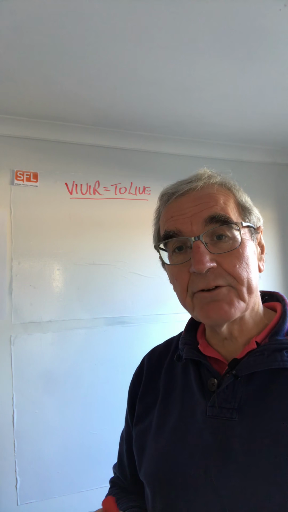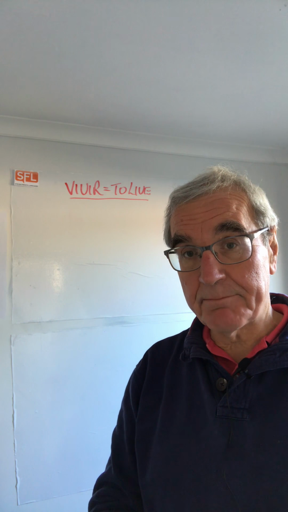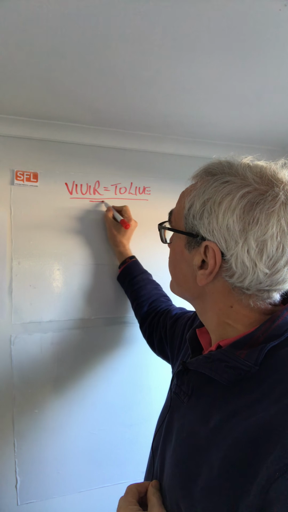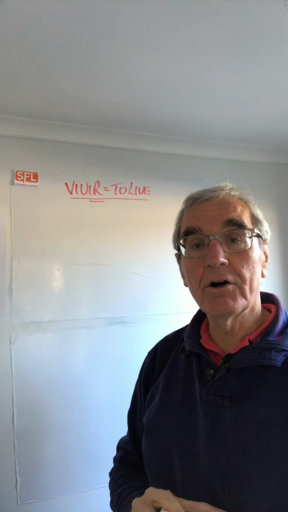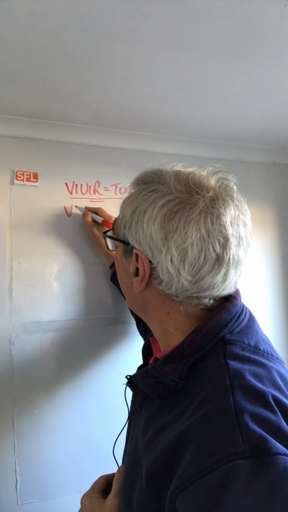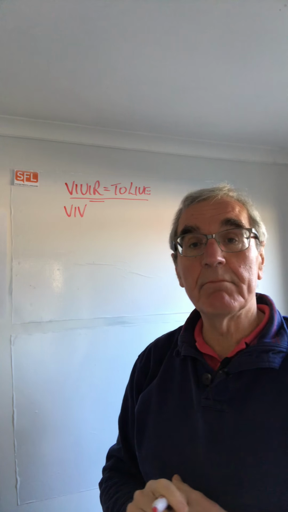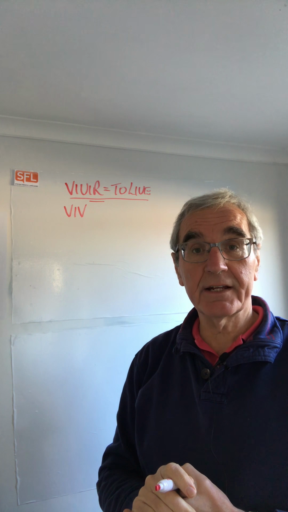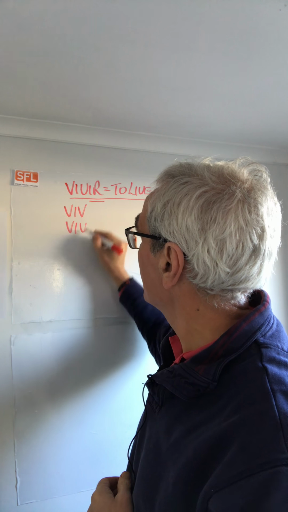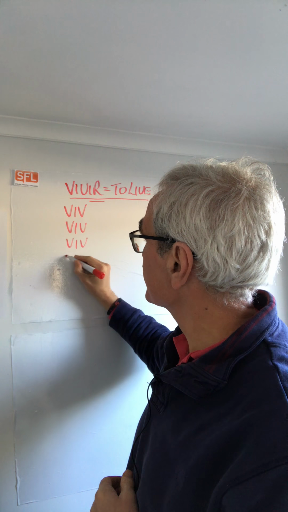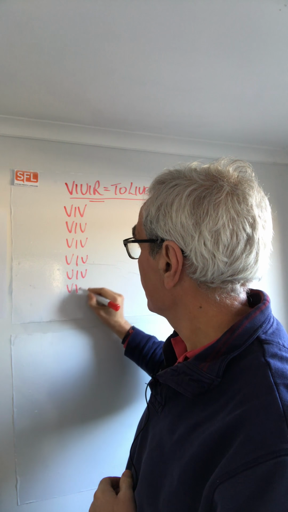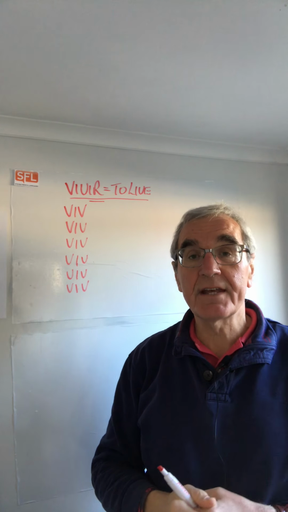So vivir is a regular IR verb in Spanish. And what does that mean? Well, vivir has got an IR on the end, and what we do is we knock off the IR, and then we get the stem. So the stem in this particular case is VIV, and I'm going to repeat that all the way down for all 6 of the separate parts of vivir in the present tense.